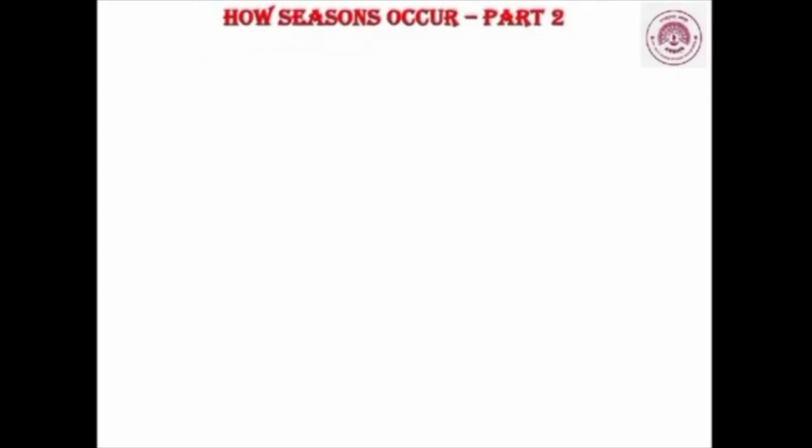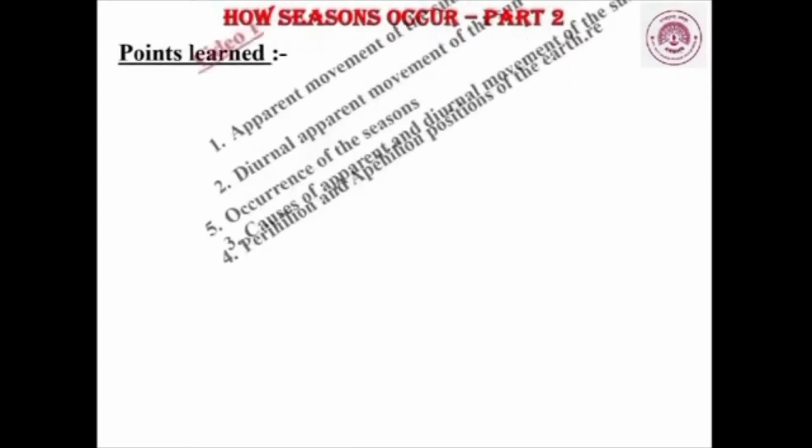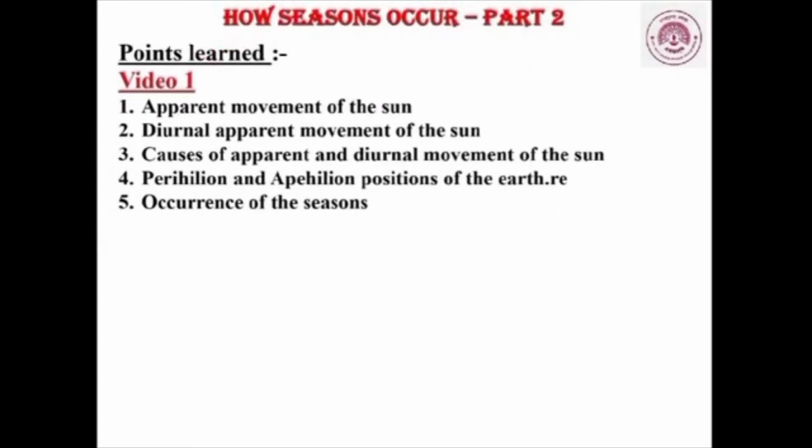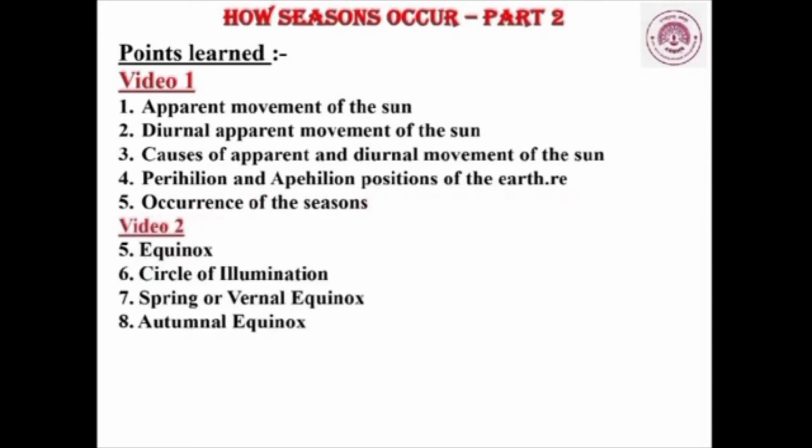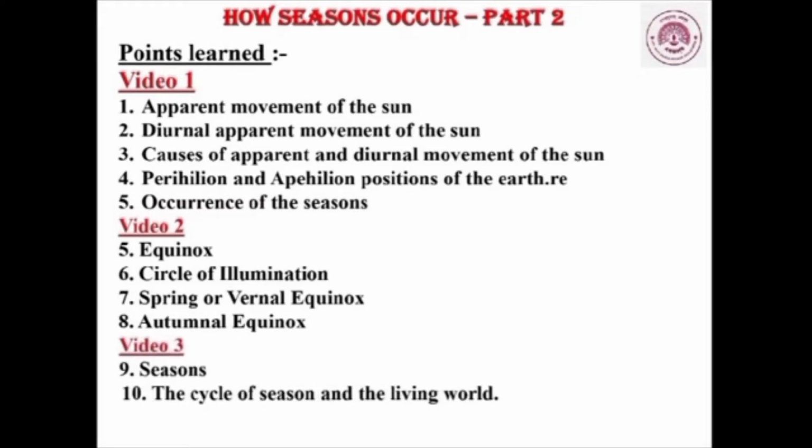Seasons occur, part 2. In the last two videos, in the first video we have studied the apparent movement of the sun, diurnal apparent movement of the sun, causes of apparent and diurnal movement of the sun, perihelion and aphelion positions of the earth, and occurrence of the seasons. Then in video 2 we have studied equinox, circle of illumination, spring or vernal equinox, autumnal equinox. And today we are going to see seasons and the cycle of seasons and the living world, of which a reference video you have already seen yesterday.